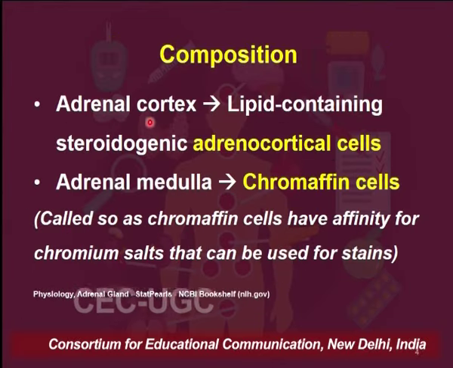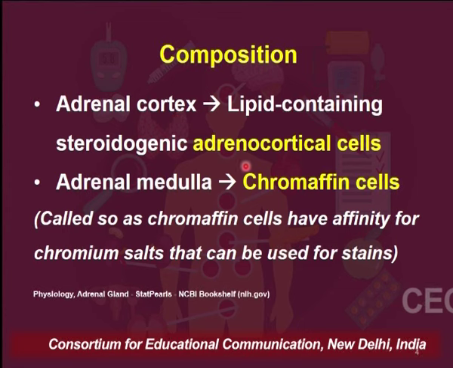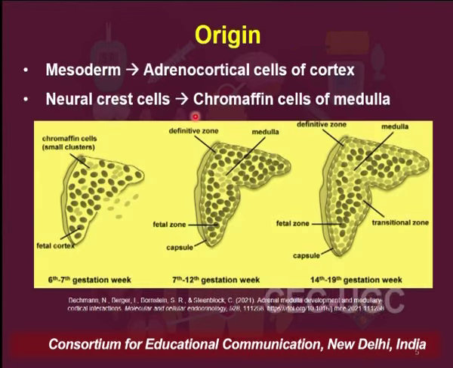The adrenal cortex portion consists of lipid containing steroidogenic cells which are referred to as adrenocortical cells, while the cells present in adrenal medulla are referred to as chromaffin cells. Now you must be wondering why they are named so. So chroma, as the name itself suggests, indicates color. So these cells have affinity for the chromium salts which are used for staining purpose, that impart them a specific color.